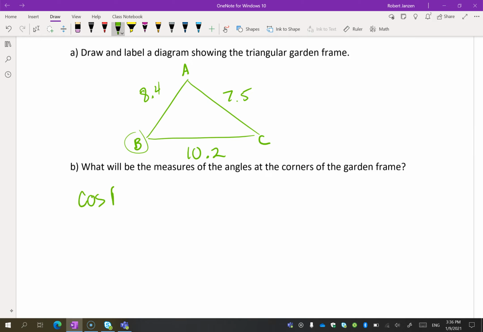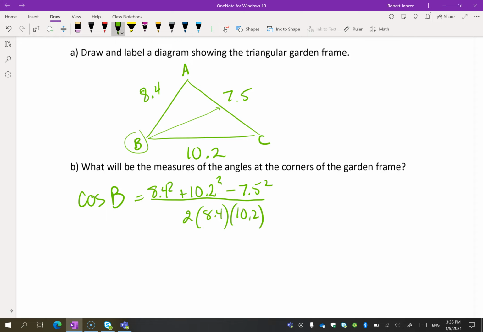Okay, so I'm going to go cos B. And by the way, it's not right or wrong if you would have chosen something else. So cos B, remember that the angle formula, if this is B, that's the side across from it. This is going to be the side that I'm subtracting. That means the other 2 are the ones that I'm adding. And then I'm going 2 times 8.4 times 10.2.